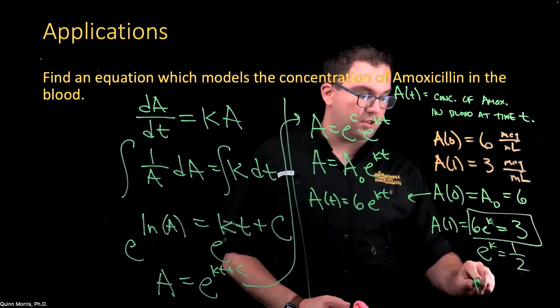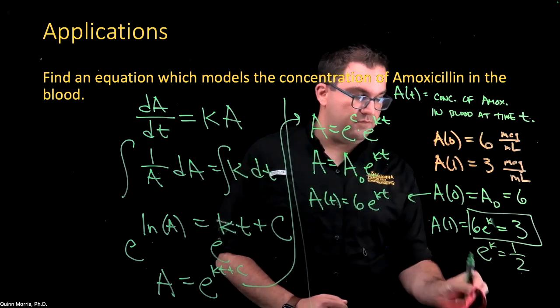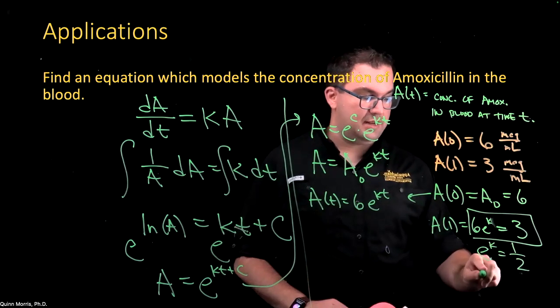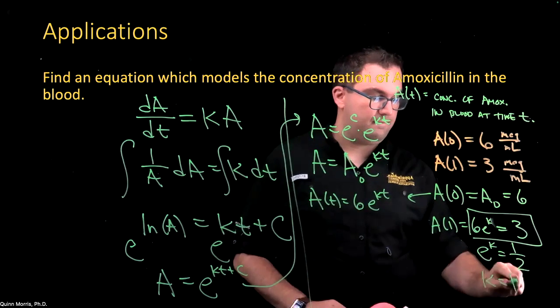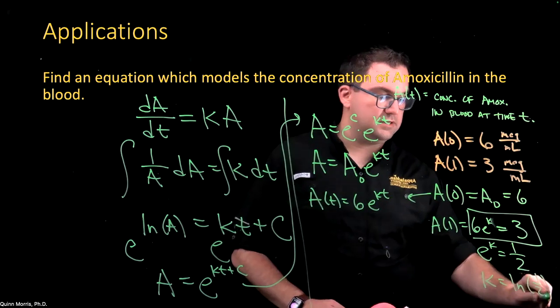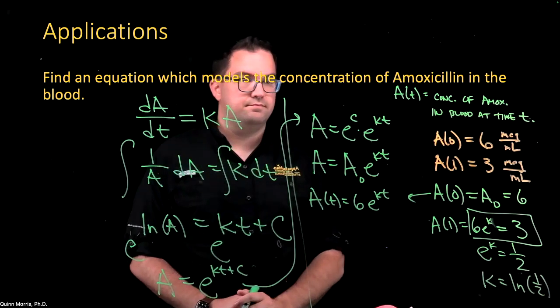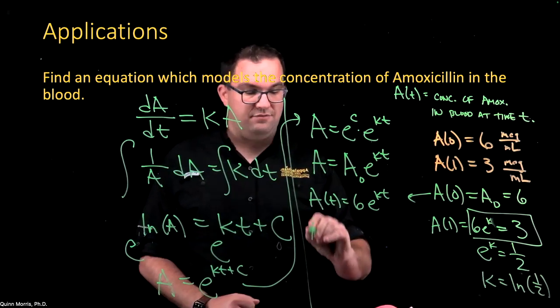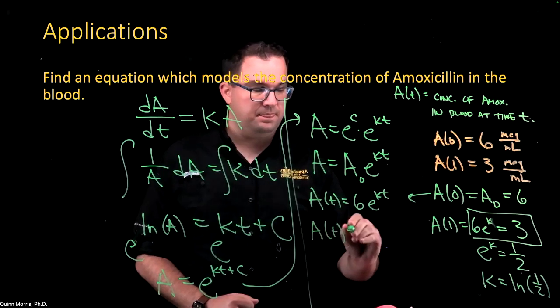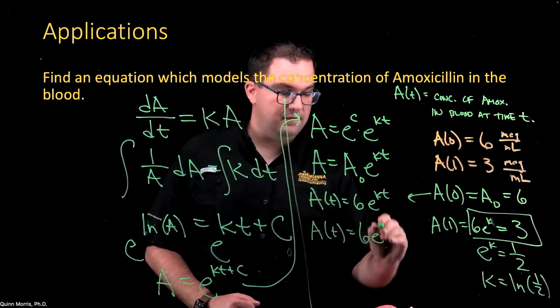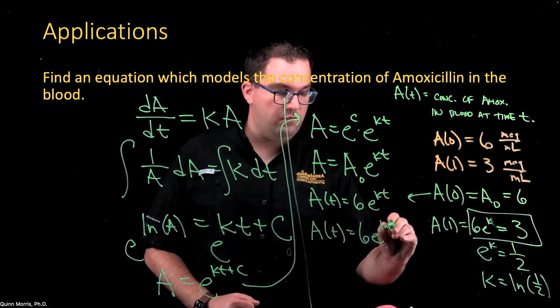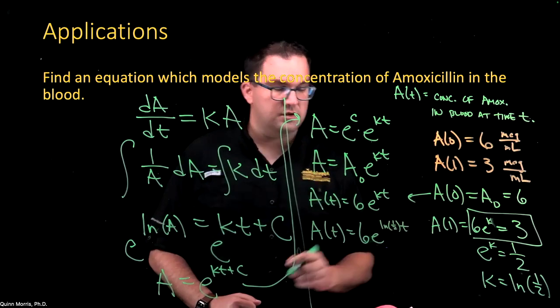And now I'm going to take a natural log of both sides. If I take a natural log of the left-hand side, I'll just get k. And I get k is natural log of 1/2. And so now I have that my A of t is 6e to the natural log of 1/2 times t.